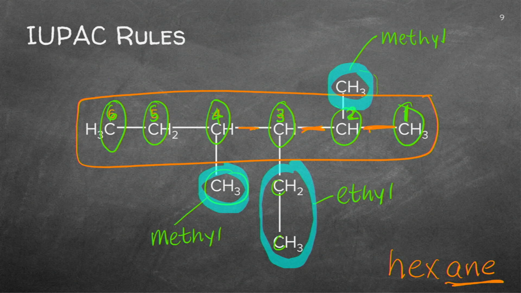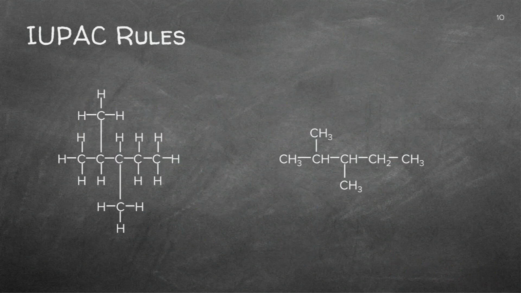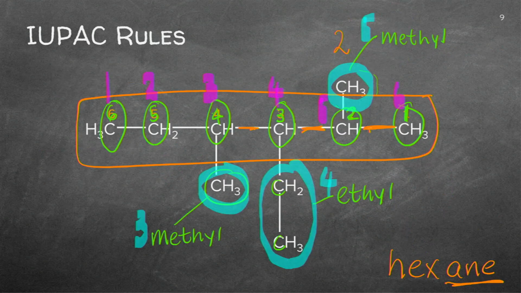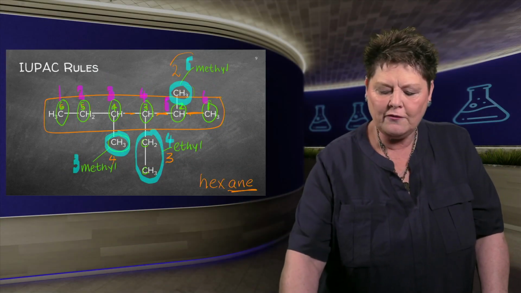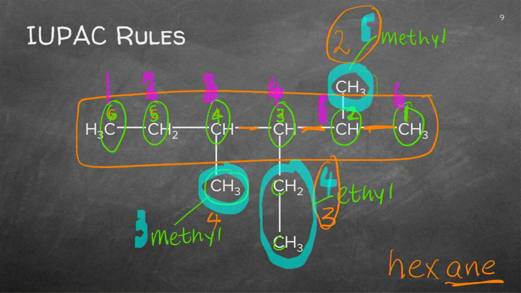If I start at this side, 1, 2, 3, 4, 5, 6. If I did it that way, this methyl would have been on the 5th, this methyl would have been on the 3rd, and the ethyl on the 4th. If I follow the route that's on the board, this is on the 2nd, this is on the 3rd, and this one is on the 4th. So which one is the smaller number? 5 or 2, 4, 3, or 4 and 3.